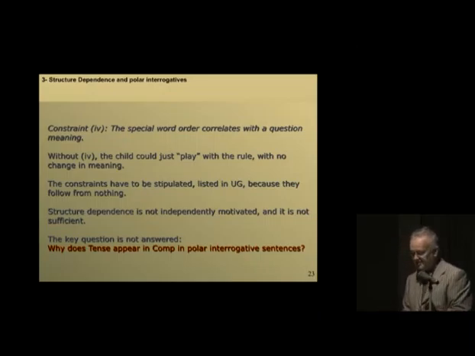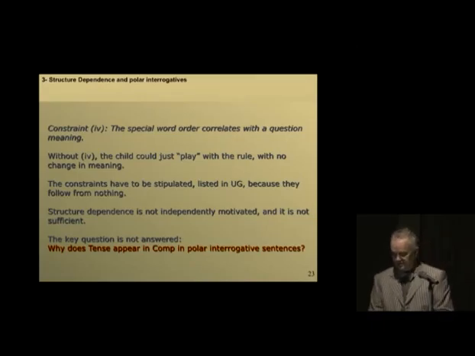So these constraints have to be stipulated, we'd say listed in UG, with no change, because they follow from nothing, basically. There's no principled reason, in a movement analysis at least, why things happen the way they do. So structure dependence is not independently motivated. There's no reason to choose that over linear, and to have a constraint at all, other than descriptive reasons for now. And it's not sufficient. We need at least these constraints. So the key question actually is not answered yet. The question being, why does tense appear in comp in polar interrogatives?